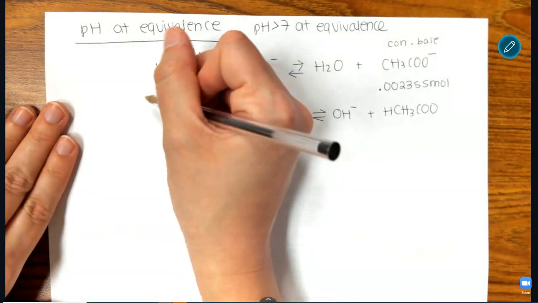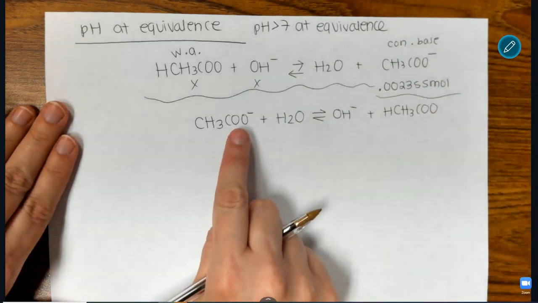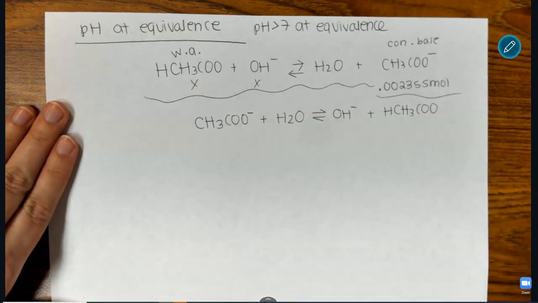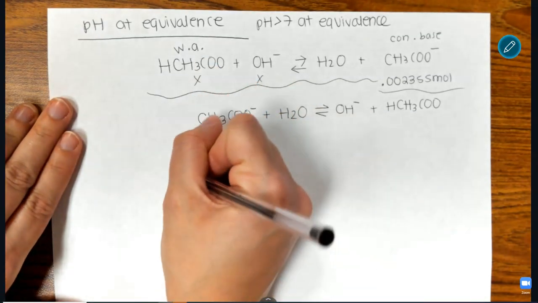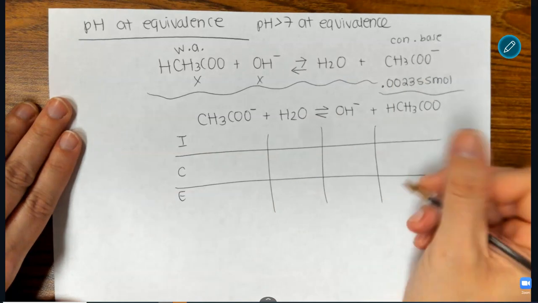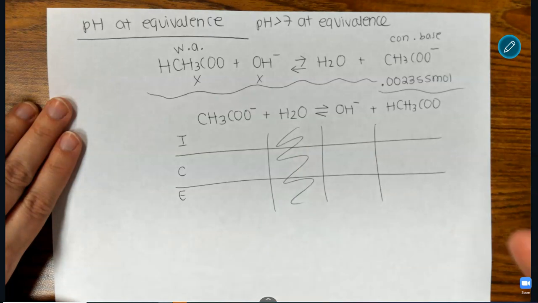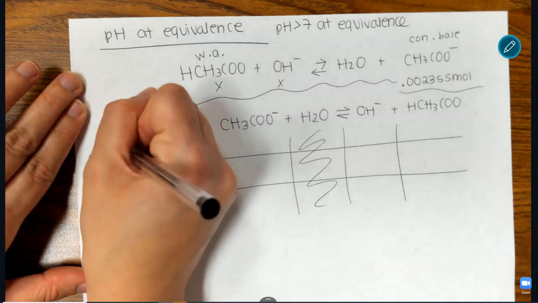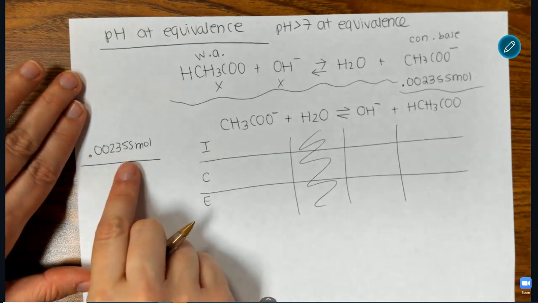And so we need to find pH at equivalence. This is not a strong base, though. It's a weak base, just like that's a weak acid. So it comes to an equilibrium. Anytime you have equilibrium, you make an ice table. So initial, change, equilibrium. When in doubt, make an ice table. Water doesn't go in your ice table. And again, ice tables need to be molarity. So this is my moles of conjugate base, 0.002355 moles. To get molarity, I need to divide it by the total volume.